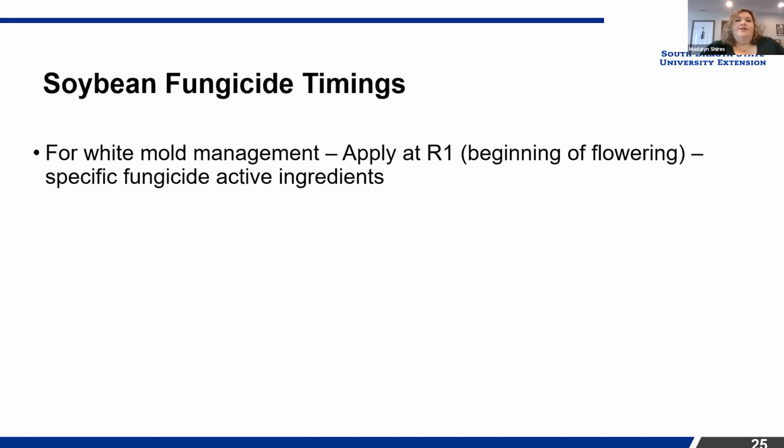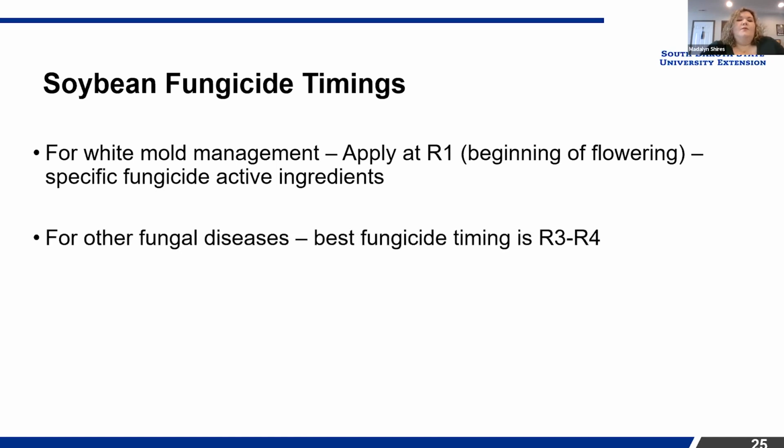Now I'm just going to briefly mention some other fungicide timings. For white mold management, which we'll talk about in a minute, fungicides should be applied at R1, which is the beginning of flowering. That's because there are specific active ingredients within that fungicide that are only really effective at R1. For many of these other fungal diseases, the best fungicide timing is R3 to R4. And again, we'll be talking about some of those in the next few minutes.